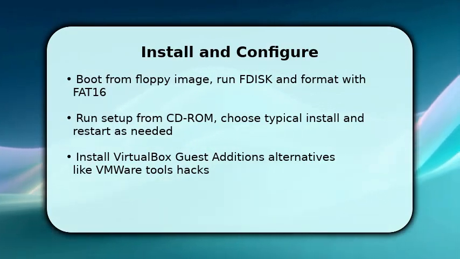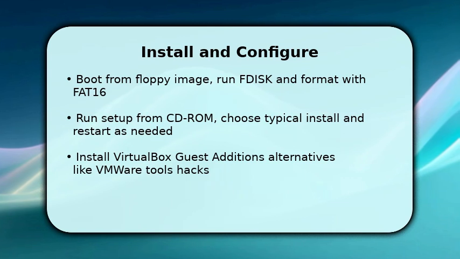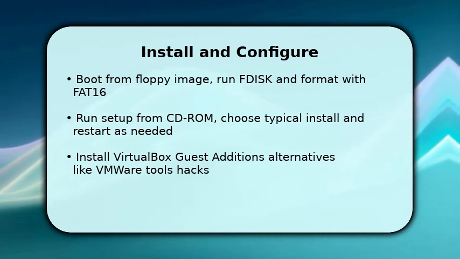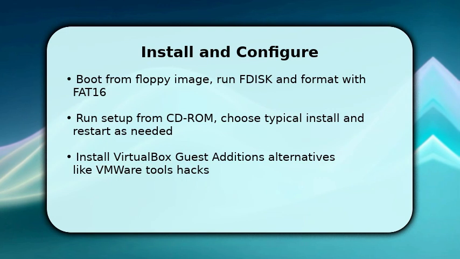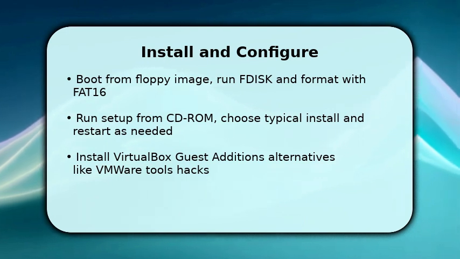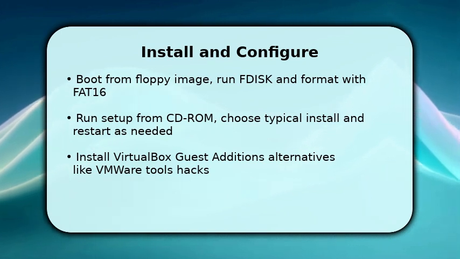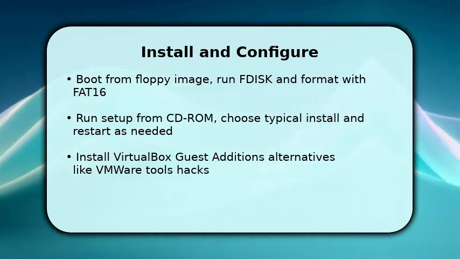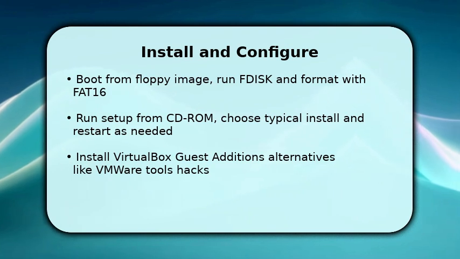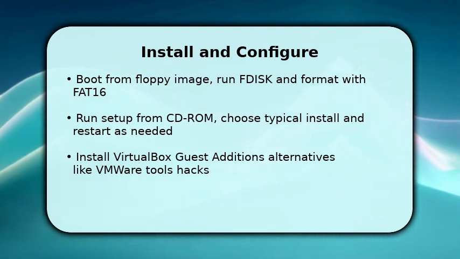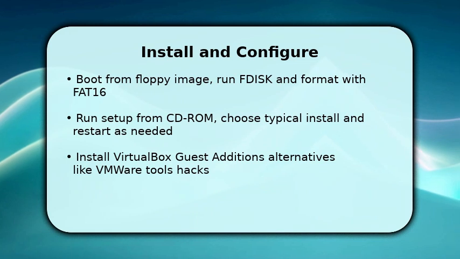Now you'll perform the installation steps and configure the system. Boot the VM from the floppy image and use fdisk to create a primary FAT16 partition, then format it with an MS-DOS quick format. This is required because Windows 95 cannot use large modern file systems. Next, boot the installer from the CD-ROM and follow the setup screens, choosing typical options and rebooting when prompted.